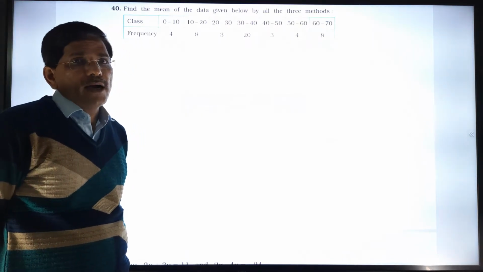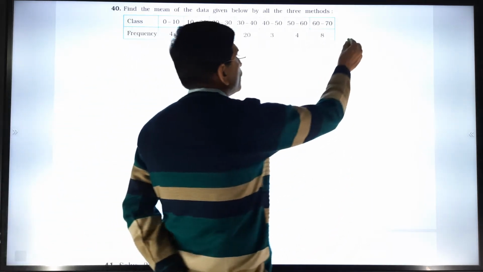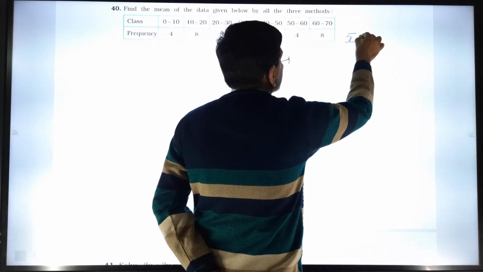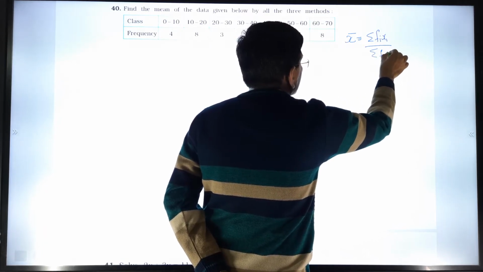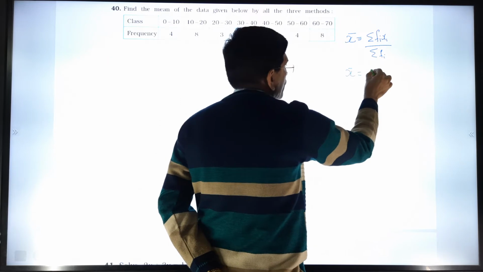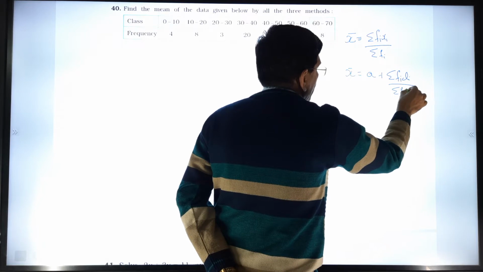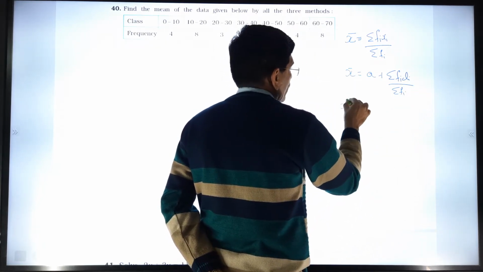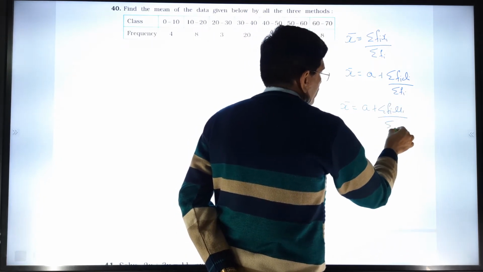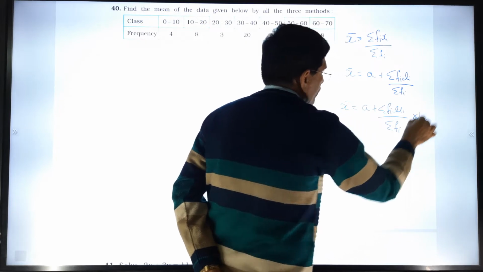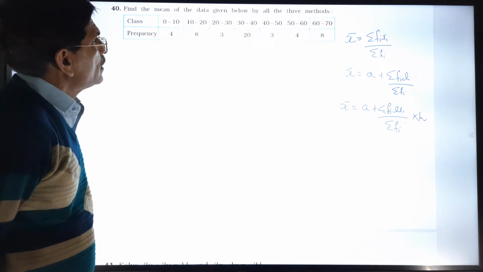So you will see that there are 3 different ways to get the answer. First of all, I am writing the formula for this. That is x bar equals sigma fi xi upon sigma fi. Second formula, x bar is equal to a plus sigma fi di upon sigma fi. And third formula, that is a plus sigma fi ui upon sigma fi into height h. All these 3 formulas are used to find the mean.